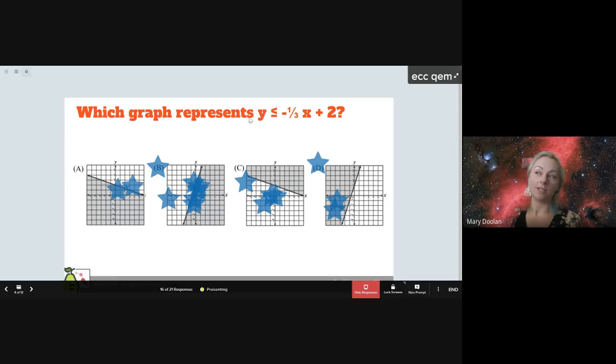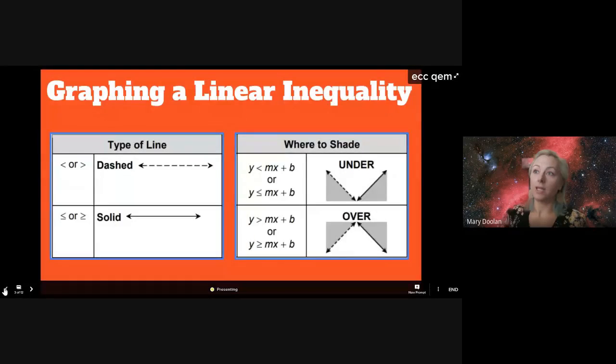Y is by itself on its left. That's true. And then I have the x term, and then I have the constant. So this is slope-intercept form. It's ready to graph, just like if I was graphing an equation. And I know something about the symbol, right? And so if I forgot, I could come back here. Let's see, less than or equal to, I know that's going to be a solid line. And also, I know that it should be shaded underneath.